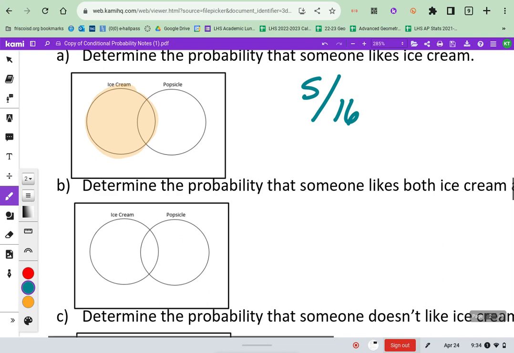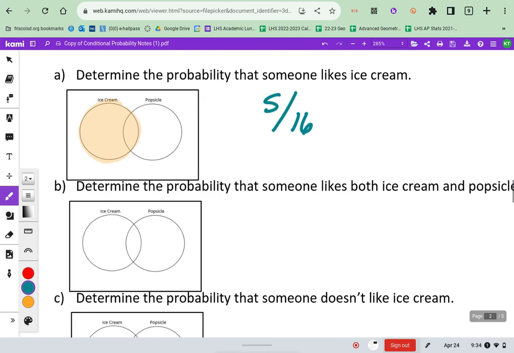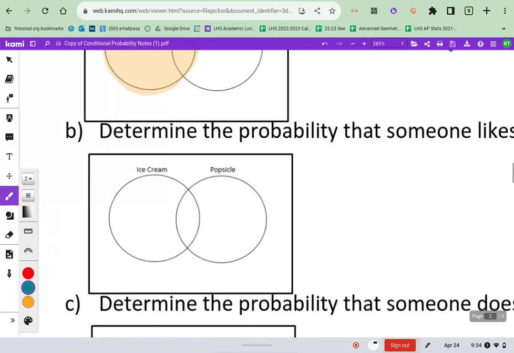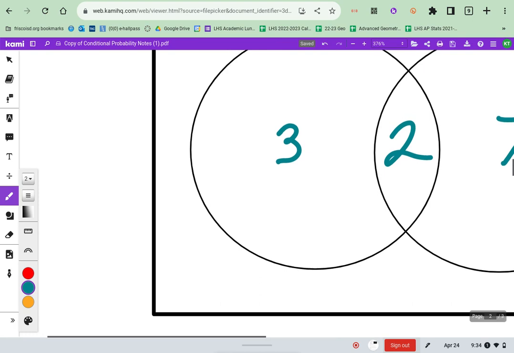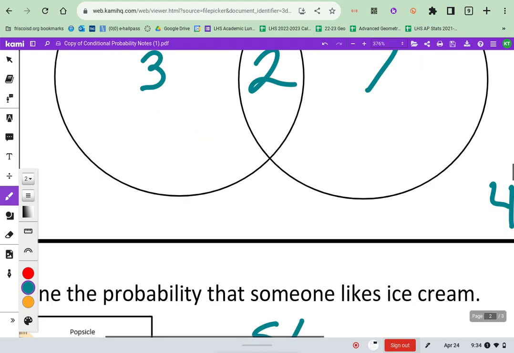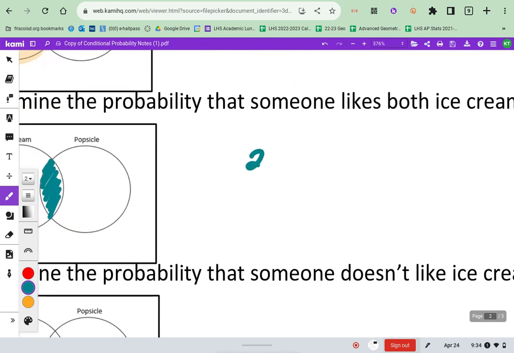Part B, determine the probability someone likes both ice cream and popsicles. So both ice cream and popsicles is only this spot here, right in the middle. So back in our Venn diagram, how many people liked ice cream and popsicles? 2. So 2 out of 16, or 1/8. We'll go ahead and simplify that fraction. So 1/8.